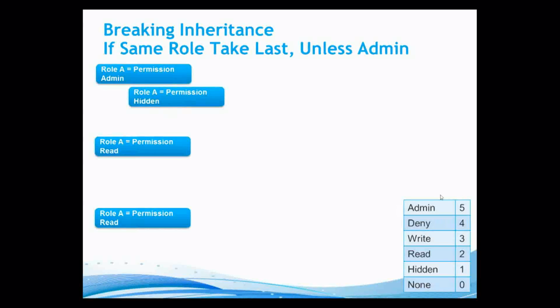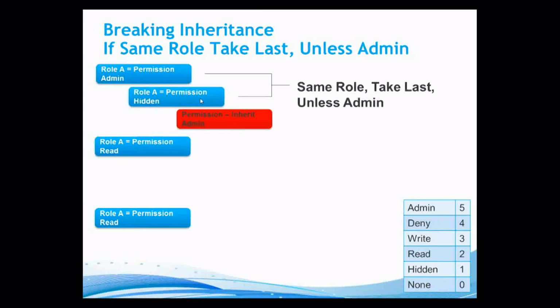Now if you look here on the right pane, we see that admin is higher, has a bigger weight than hidden, right? So who will win? Meaning that if I'm looking at the subfolder and I want to know what permission this role will have on the subfolder, what happens is that it takes both permission levels and calculates which is the higher permission, and then it will say that the permission is admin.